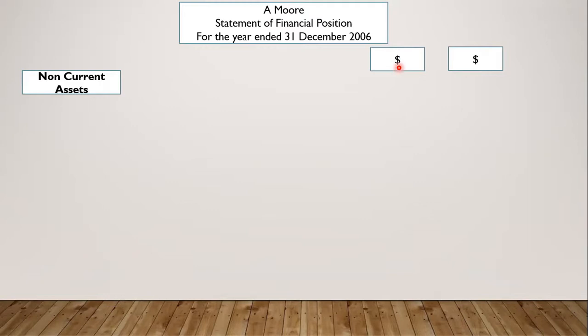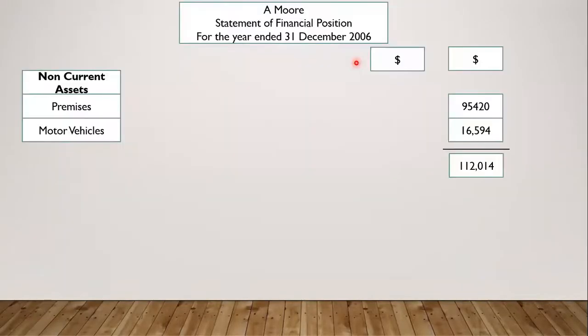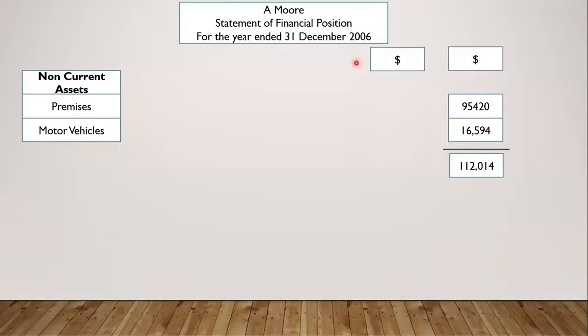We will try to look for the non-current assets in our question. We have some examples: premises, motor vehicles. If you carefully look at the trial balance, you will find two non-current assets. Number one, premises, and then motor vehicles. The value of premises is 95,420, and the motor vehicles is 16,594. We need to record these non-current assets and total them.